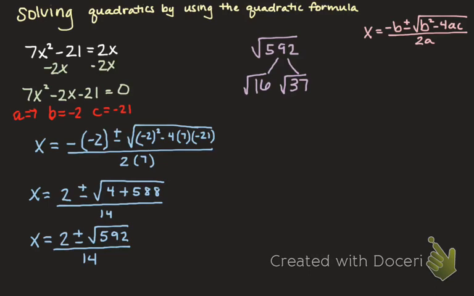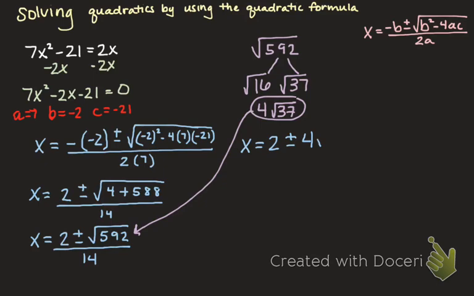So the square root of 16 is 4. We can't take the square root of 37, and we can't break that up any further. So we'll have 4 square roots of 37. So what we're going to do is we're just going to take our simplified version and replace it with that square root of 592. So I will go ahead and rewrite what we have. So we have x equals 2 plus or minus 4 square roots of 37, since I'm replacing that, all divided by 14.